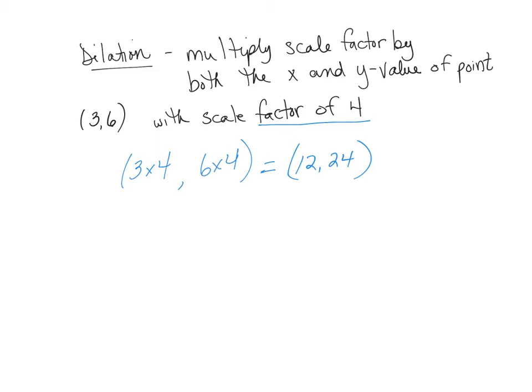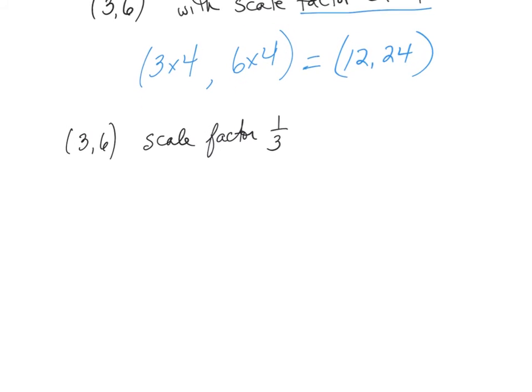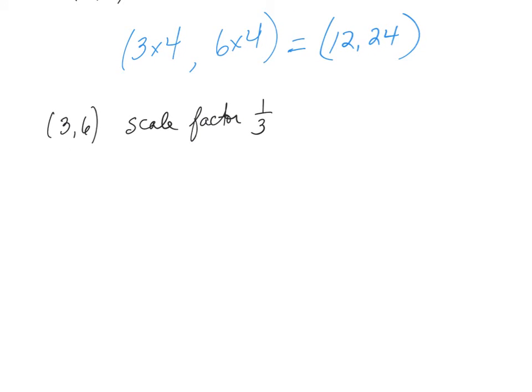Now, what might become tricky is if you're asked to perform a dilation with a scale factor that has a fraction. So we'll still use our point (3, 6), but this time we're going to use a scale factor of 1/3. We're still multiplying, but we're multiplying a fraction times each of our x and y values. So I'm going to do 3 times 1/3.